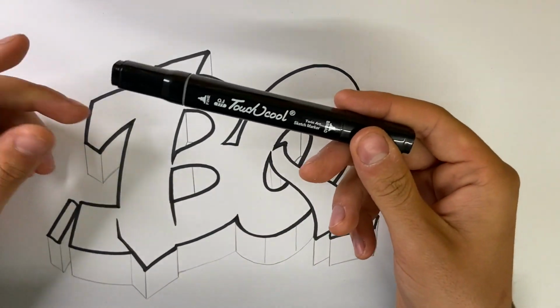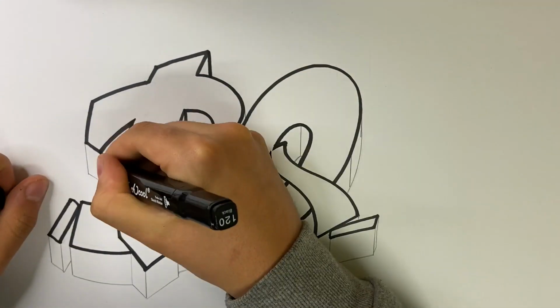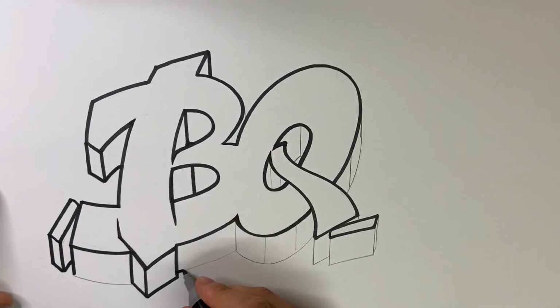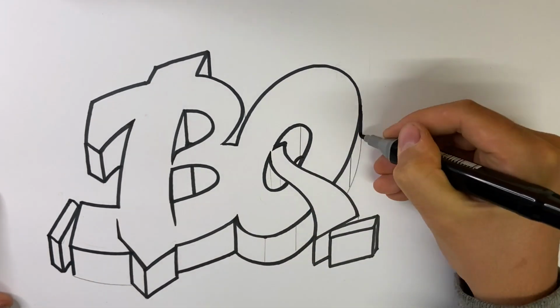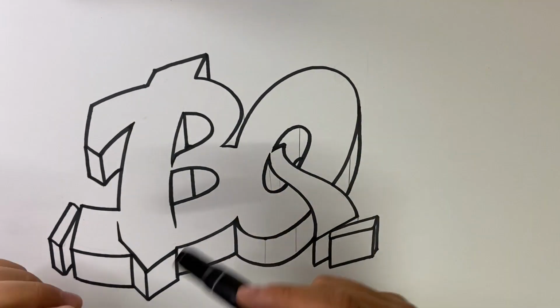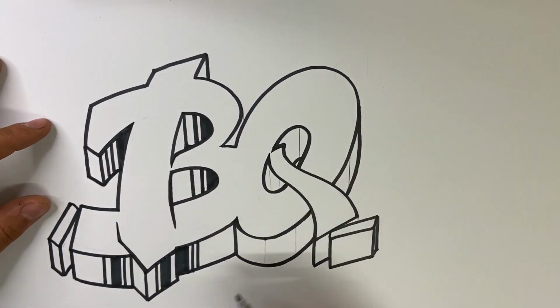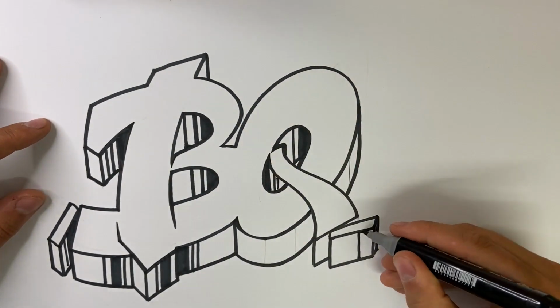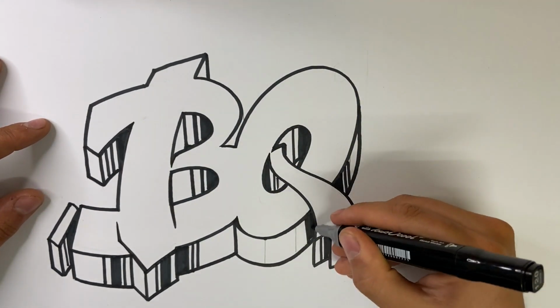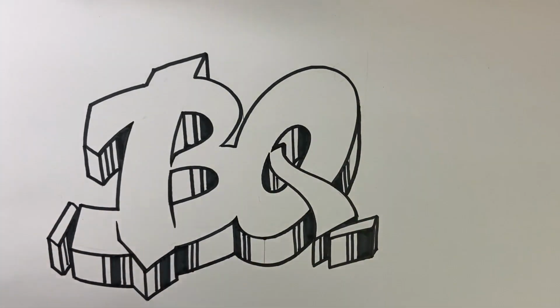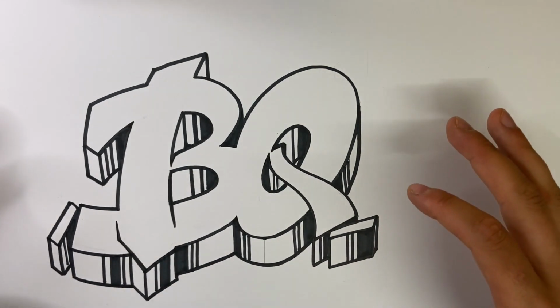Okay, so I'm just going to ink that quickly to show you what it will look like. Okay, there we go. We've added a simple 3D to this BQ here. It adds a lot more depth to the piece and really pushes it off. Okay, so let's move on to the next type of 3D, which is a vanishing point 3D.